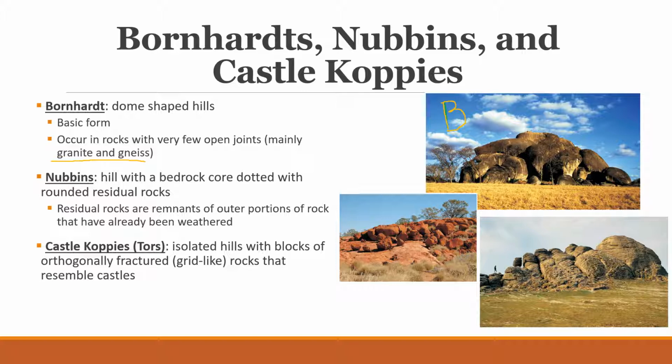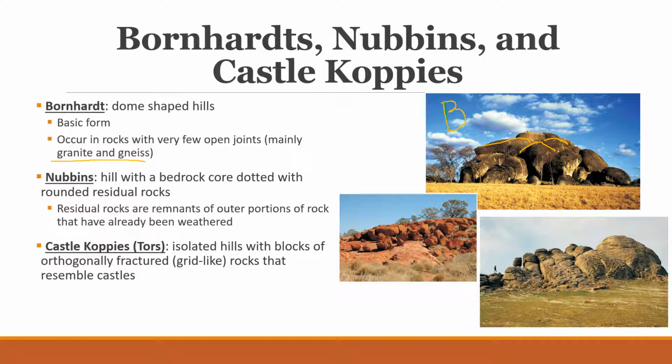We have a high resistance to weathering. We don't have many joints. So we'll get some weathering, so we don't have an incredibly smooth surface, but it's not very fractured or jointed, so it still exists as one cohesive unit.